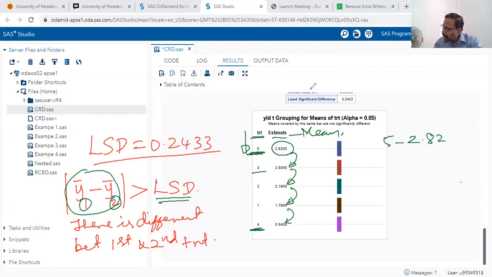Right. Now these are the mean values. So fifth treatment is there. Next one is third treatment. What is the mean value? 2.50. What is the difference between these two means? If I compare treatment 5 versus treatment 3, what is the difference? What is the absolute difference? Absolute value.